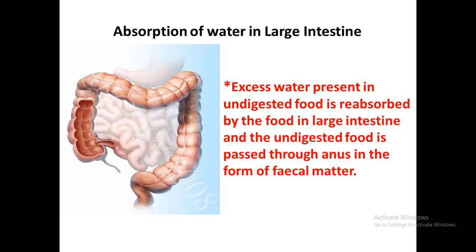Then the undigested part of the food travels to the large intestine, and in the large intestine, excess water present in the undigested food is reabsorbed by the body, and thus the undigested food is passed through the anus in the form of fecal matter. So the body will reabsorb the excess water from the undigested food, and the undigested food will be removed through the anus in the form of fecal matter.